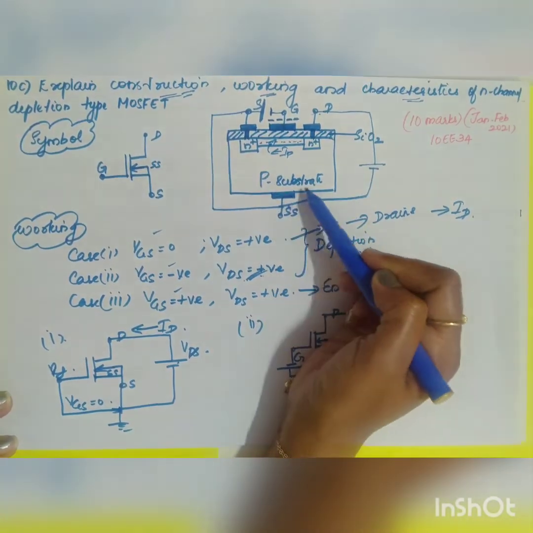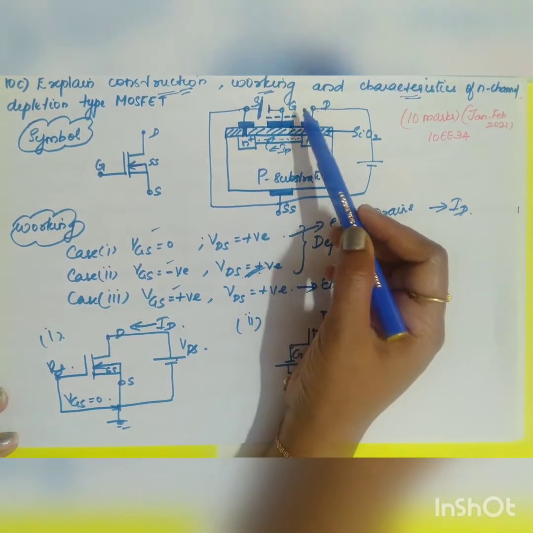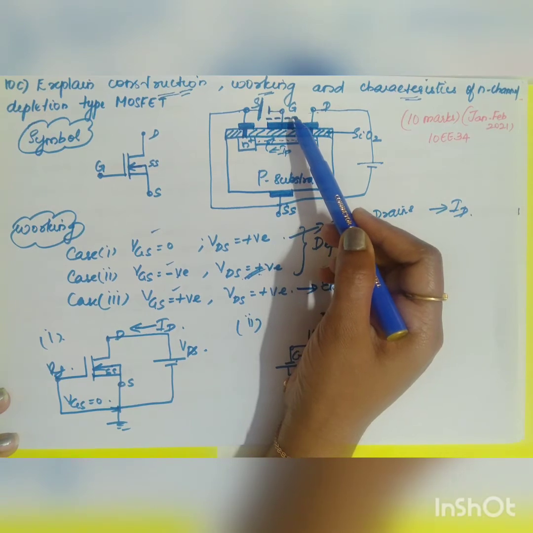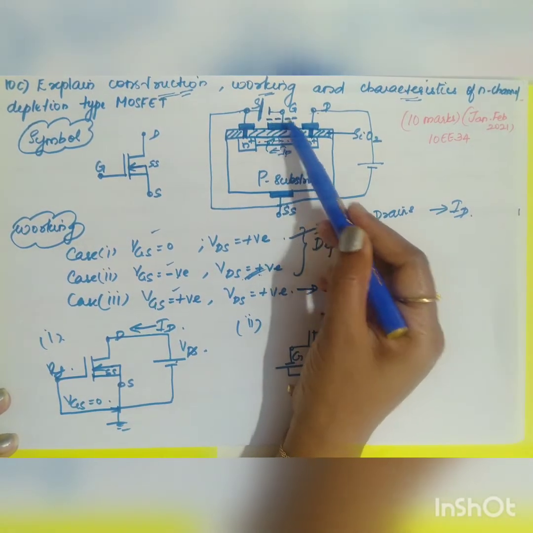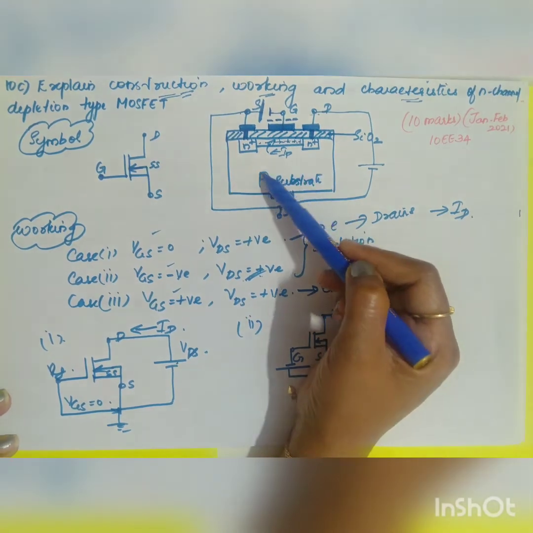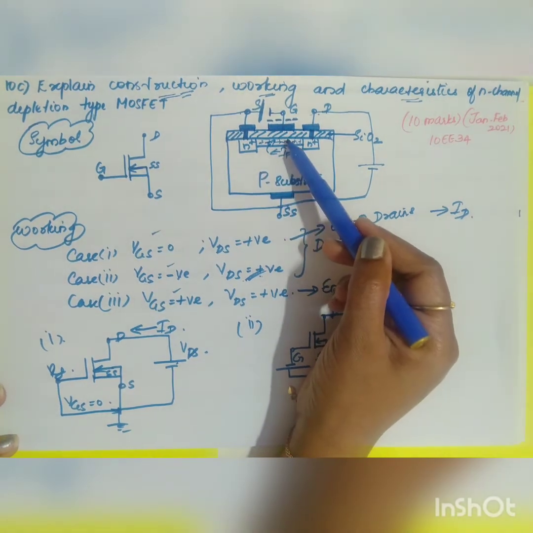Equal and opposite charges will be accumulated, right? So here, in your p-type substrate, the majority carriers are holes, right? So what will this negative charge do? Because here it is negative, it will attract the holes from the p-type substrate towards your channel. Slowly the holes start accumulating here.